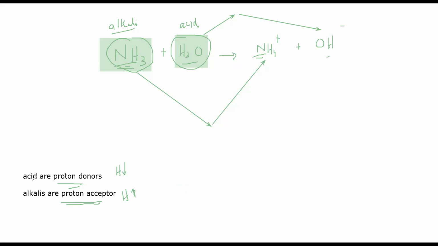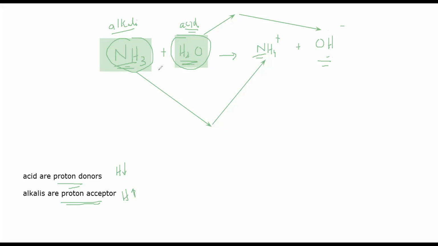Acids are proton donors. You can see here, first it is H2O, then it becomes OH, so it donates a proton. Whenever a substance gives a proton, we call that substance an acid. And whenever a substance accepts a proton, like NH3 becoming NH4, the number of hydrogens increases, so it is accepting a proton.